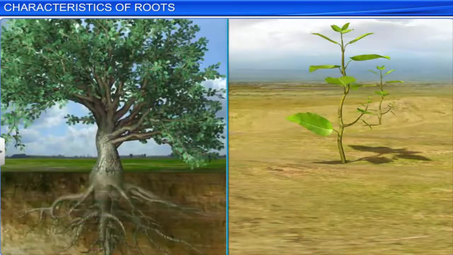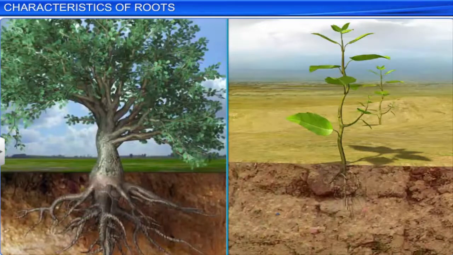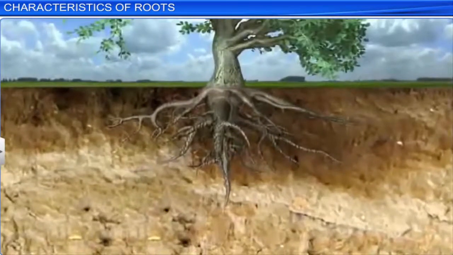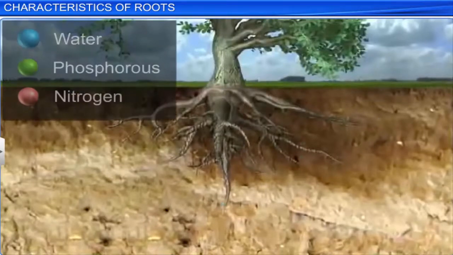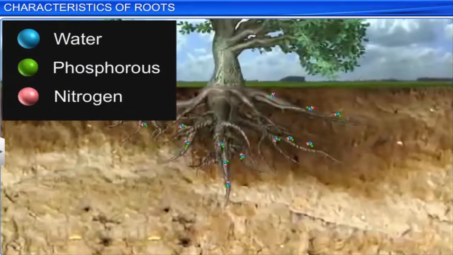The root is an important part of a plant, big and small. Roots help the plant to fix to the soil, to absorb water and minerals necessary for survival, and to conduct water and minerals to various parts of the plant through the xylem tissue.